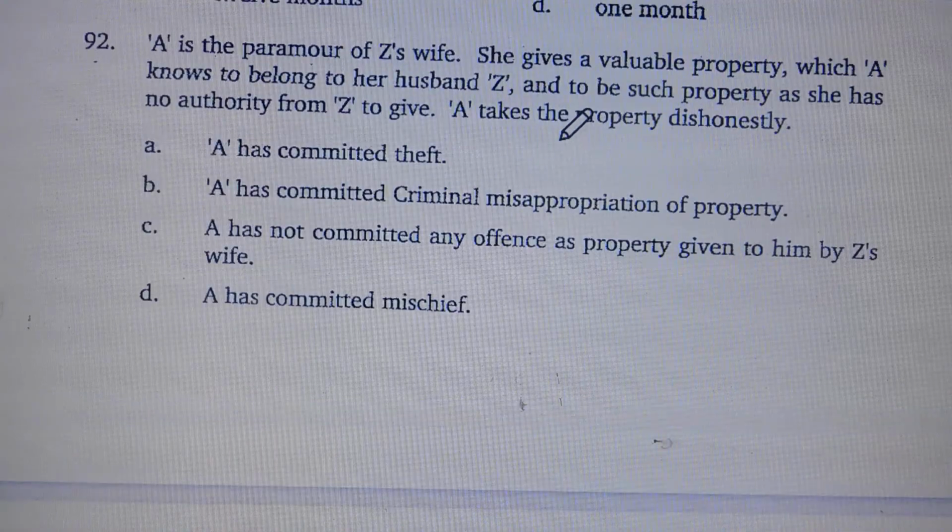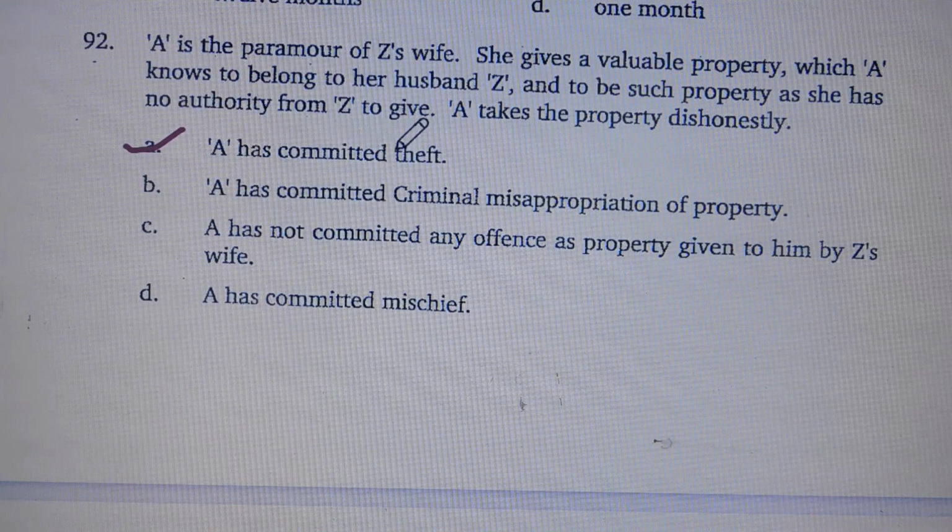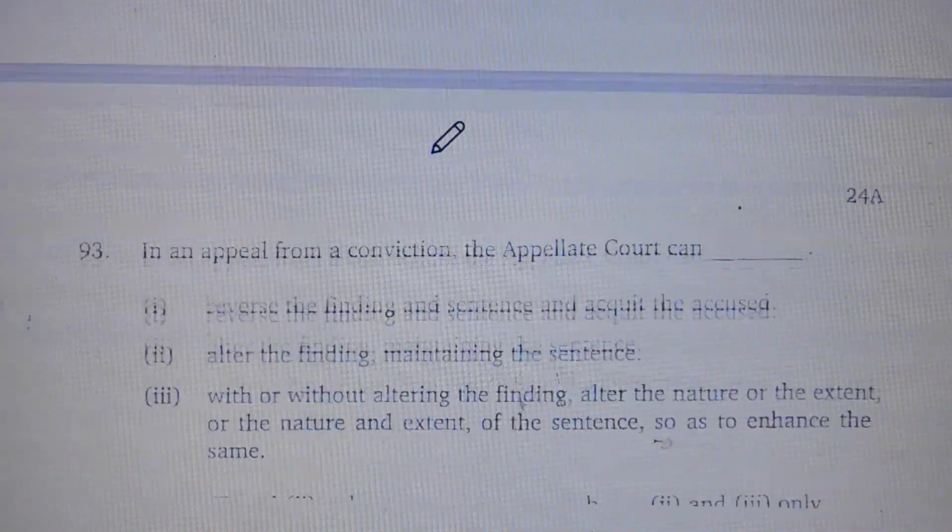Question number 92. A is the paramour of Z's wife. She gives A valuable property which A knows to belong to her husband Z and to be such property as she has no authority from Z to give. A takes the property dishonestly. Answer is option number A. A has committed theft.